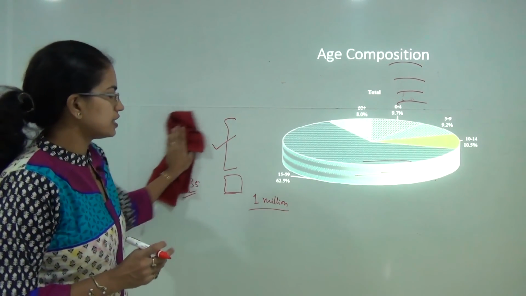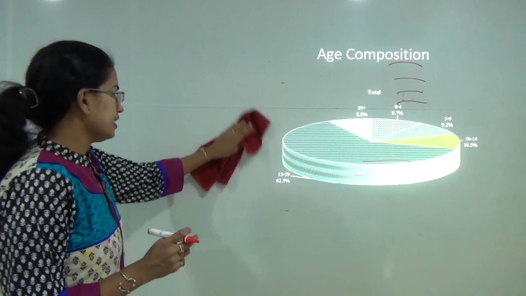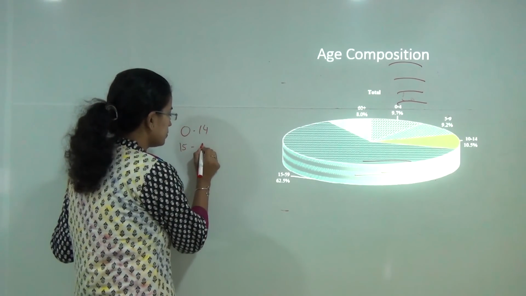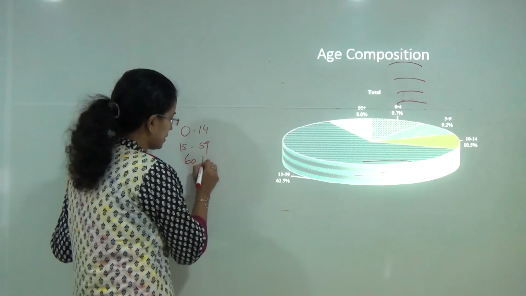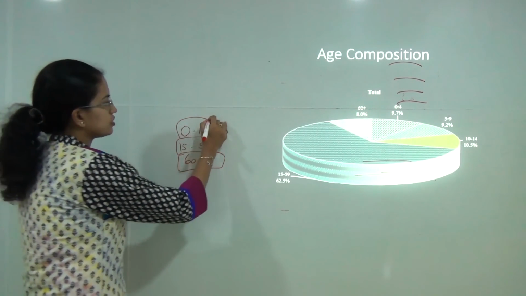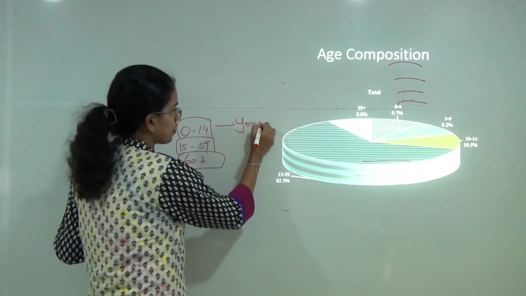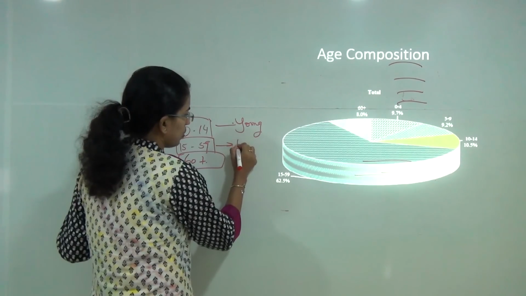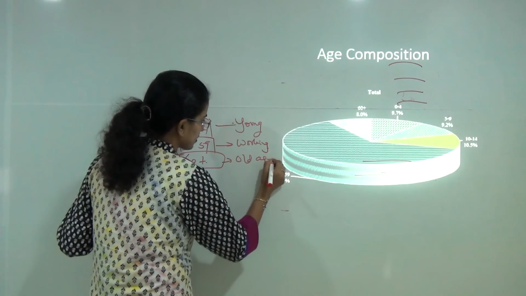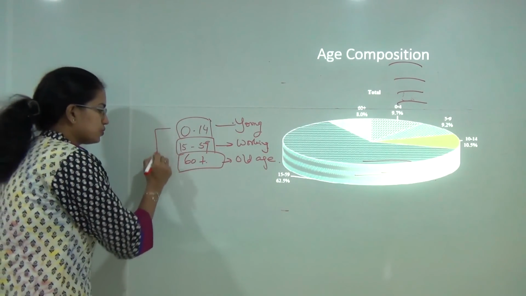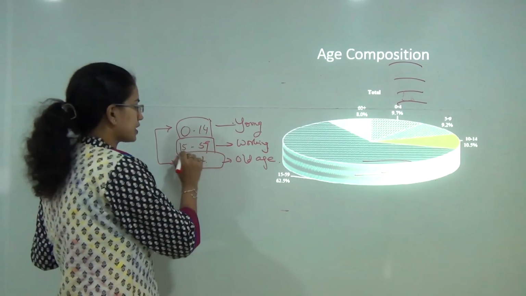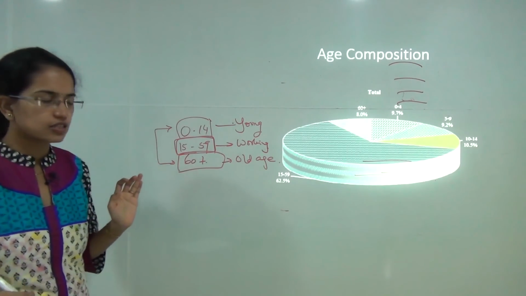Now if we look at the age composition, let's say we divide the population into 3 groups: 0 to 14, 15 to 59 and 60 plus. So I would say you have a kind of fragmentation in the society. This is the young population, this is the working population, and then you have the old age population. Now these two, the young and the old, depend for their livelihoods on the working population, that is 15 to 59 years of age.